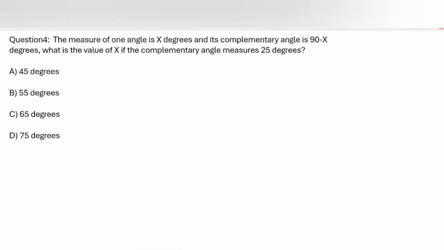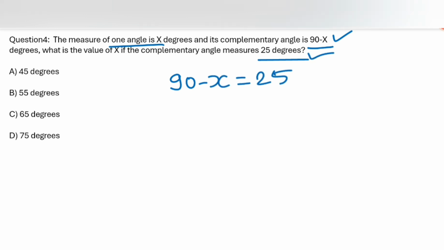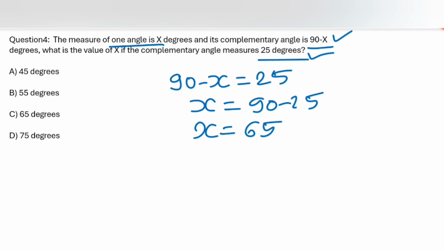Here in question number 4, the question is: the measure of one of the angles is x degrees and its complementary angle is 90 minus x degrees. Then what is the value of x if the complementary angle measures 25 degrees? Here as you know, this value 90 minus x is a complementary angle and its value is given here, 25 degrees, right? So here the value of x is equal to 90 minus 25. Alright, so x is equal to, if we simplify, 90 minus 25 is 65 degrees. So here option C is the right answer, 65 degrees. Let us move on to the next question.